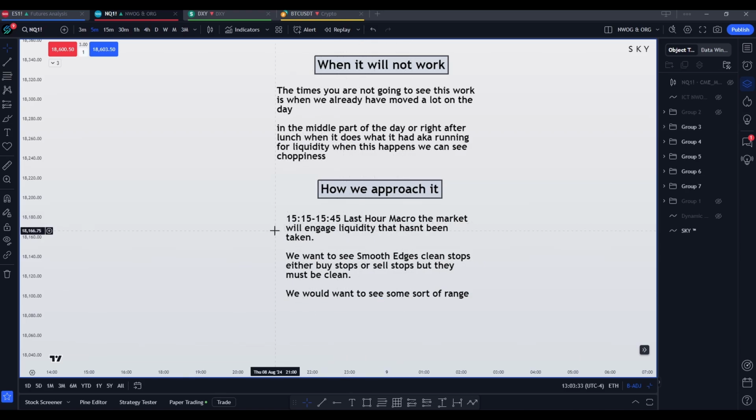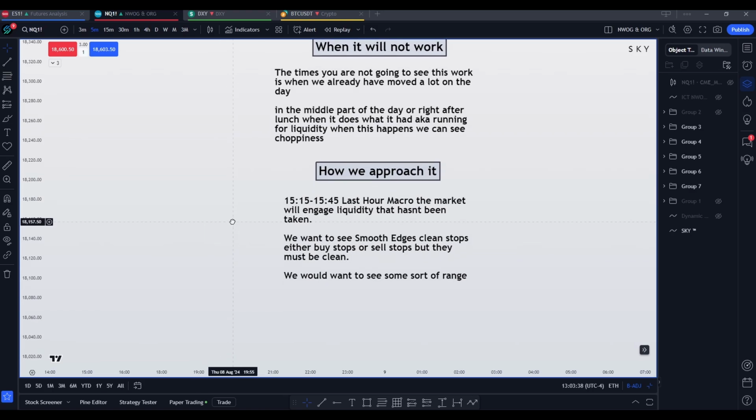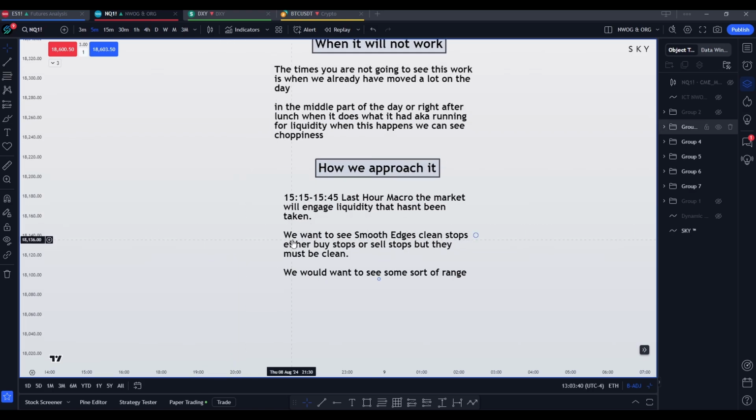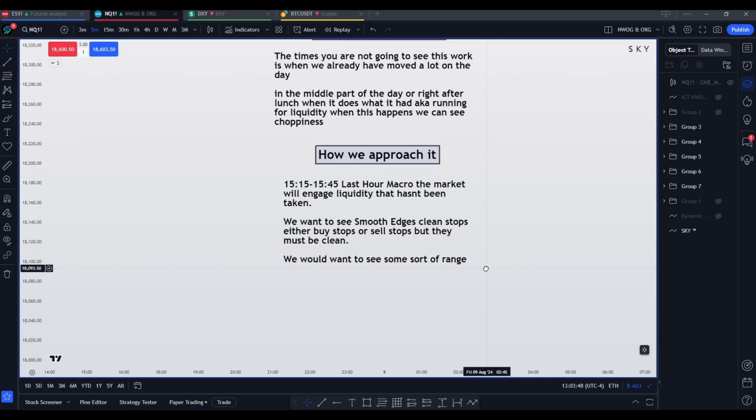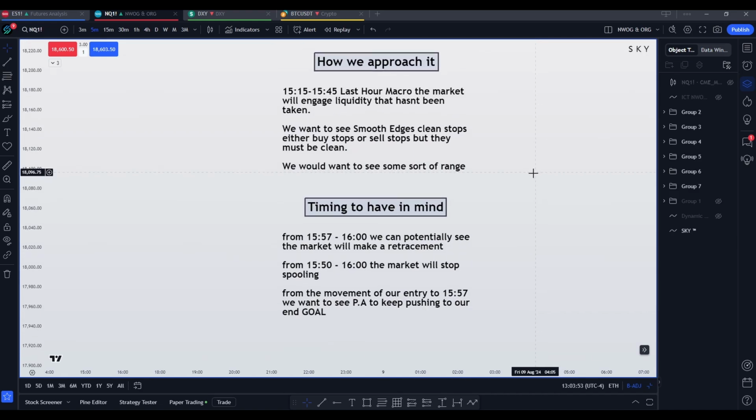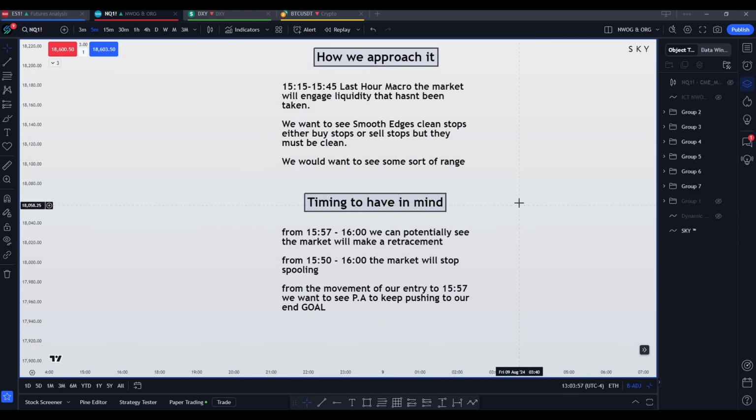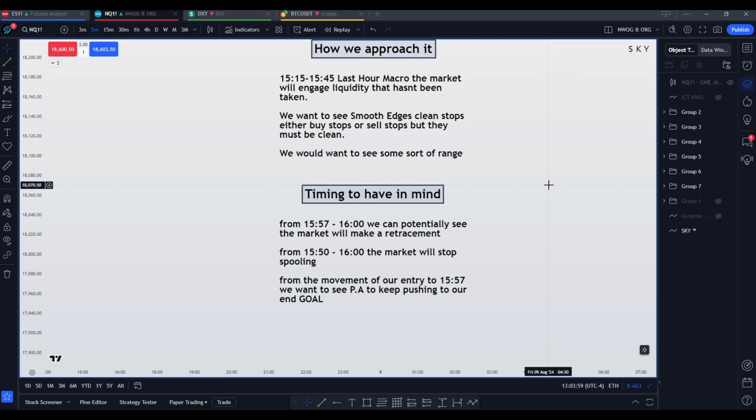The market will engage liquidity that hasn't been taken, meaning it will want to pull some sort of liquidity. We want to see smooth edges and clean stops, either buy stops or sell stops, but they must be clean. We want to see some sort of range as well. We need to keep these times in mind, as these will be the key parts of the model.